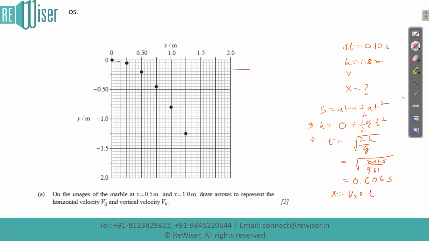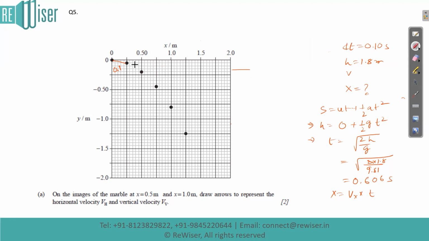Velocity, you see, every dot, in between every dot, the time interval is 0.1. And here it has actually traveled how much distance? 0.25 actually. Oh, I made a mistake here. From here to here, when writing down the vector, it should be 0.25, not 0.5 meters. It is 0.25 meters. Okay.